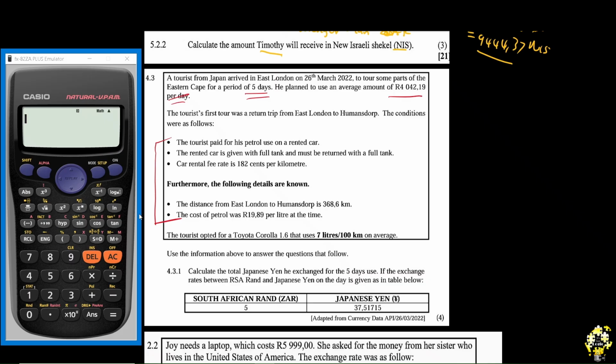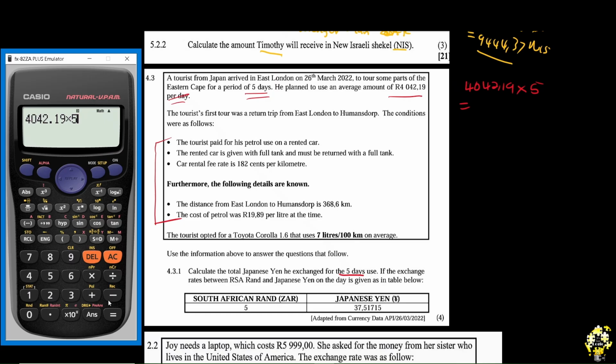So here it says, calculate the total Japanese yen he exchanged for the 5 days, you see? So we are talking about these 5 days that he's planning to be touring some parts of the Eastern Cape. If the exchange rate between South African rand and Japanese yen on the day is given as, so they gave us this exchange rate, they want us to change how much for the 5 days. But if he planned to use an average amount per day and he's going to be here for 5 days, the first thing we are supposed to do is take the amount he's planning to use per day and multiply it by the number of days this human being will be found in South Africa.